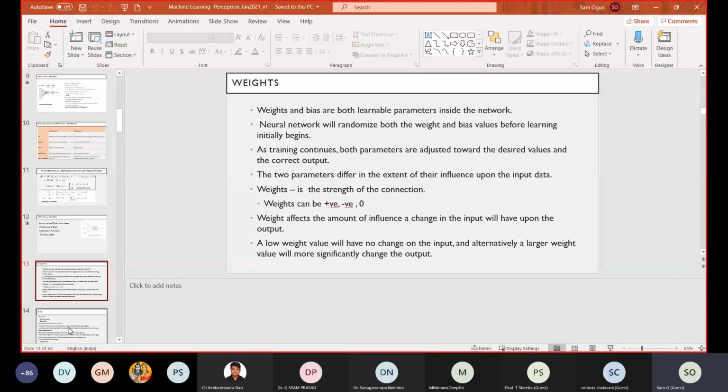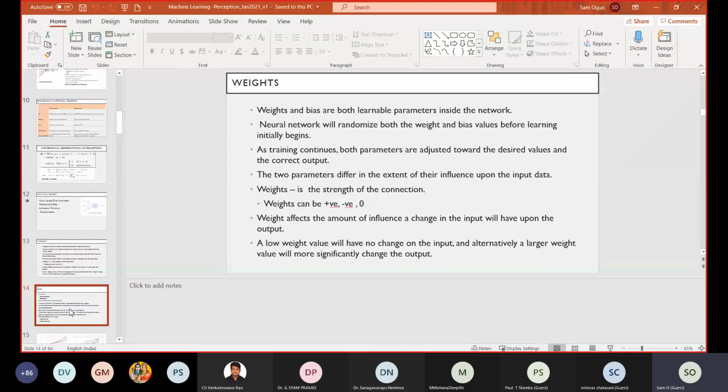So the weights and bias are both learnable parameters. The bottom line of any artificial neural network is, if you are able to change the weights and the bias, then your model is perfect. So artificial neural network training is the process by which the weights and the bias are set in such a way that the error is the minimum. So that's what it says about weights.